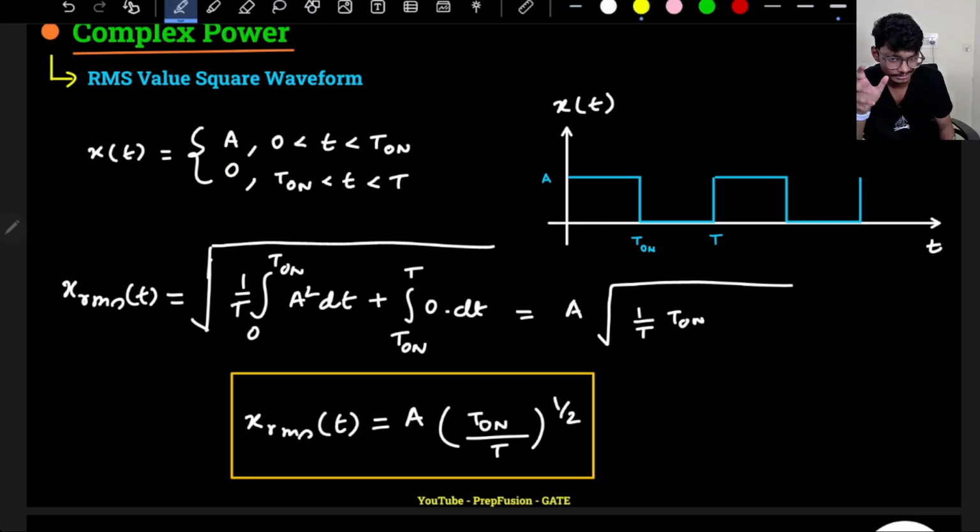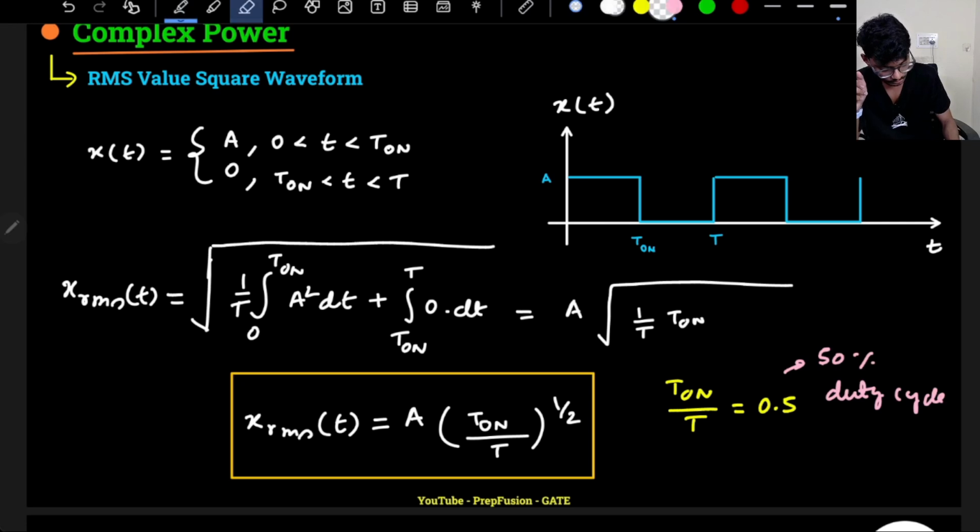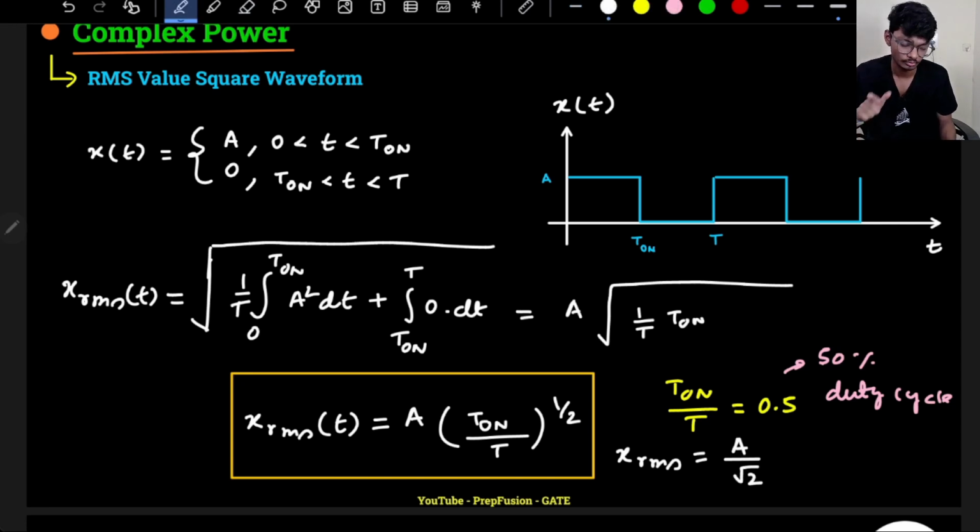There is a very good relationship: if your T on by T is 0.5, in other words a 50% duty cycle, then my x RMS equals A by under root 2. That is what my x RMS is equal to. So it is a very good relation that you can keep in mind.